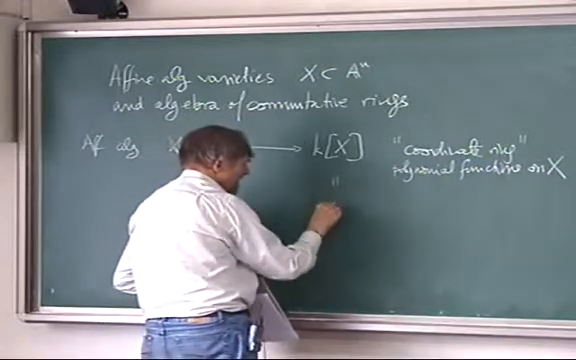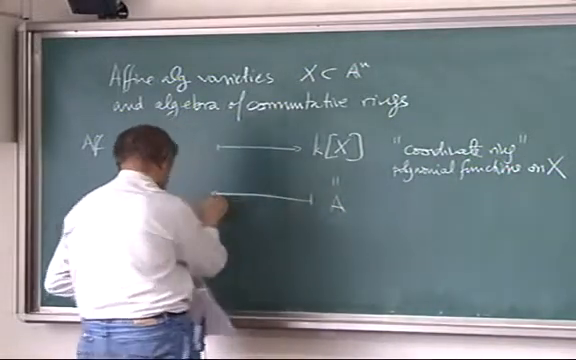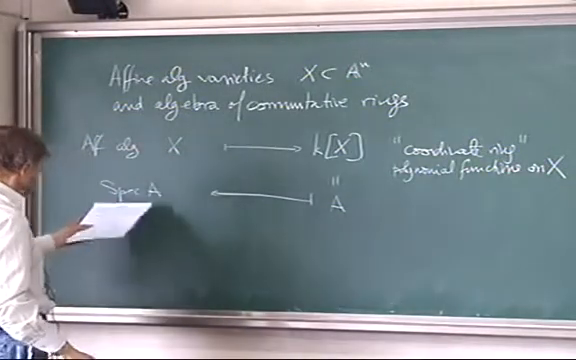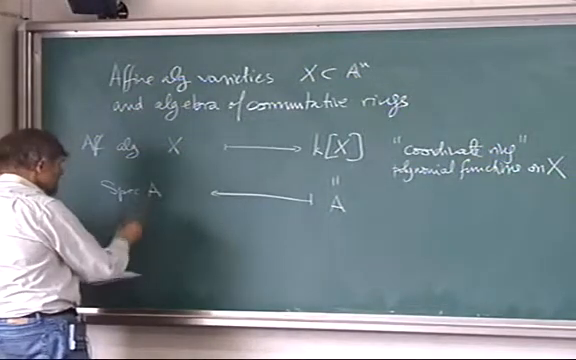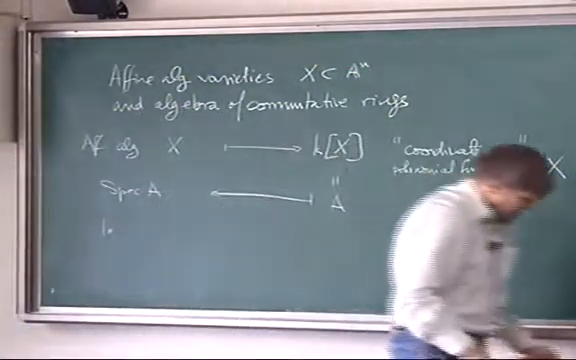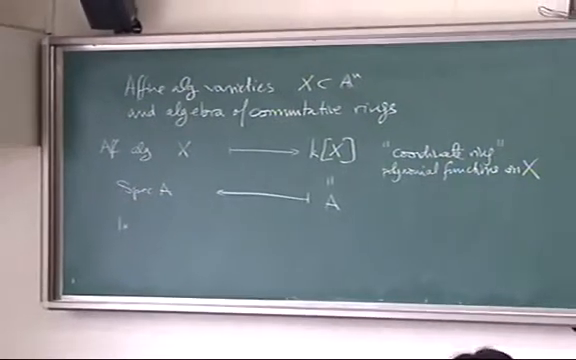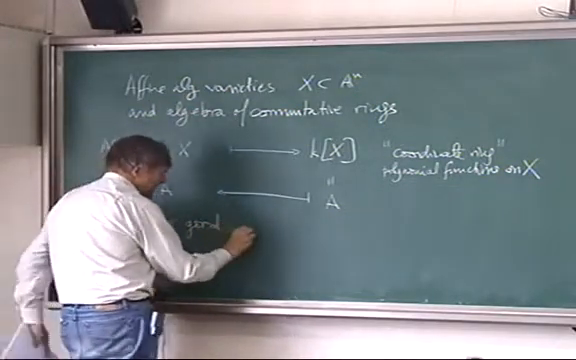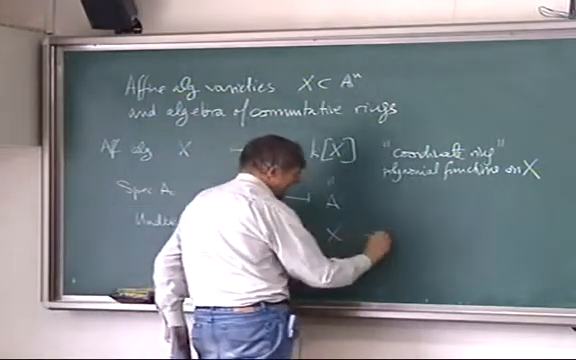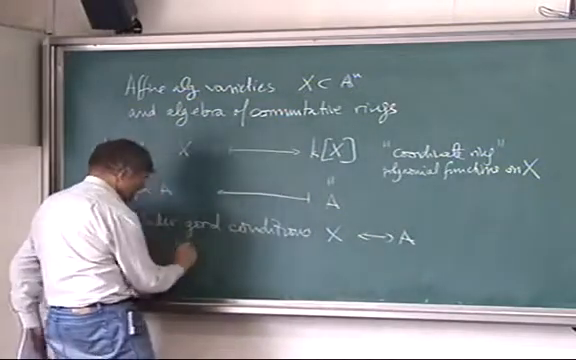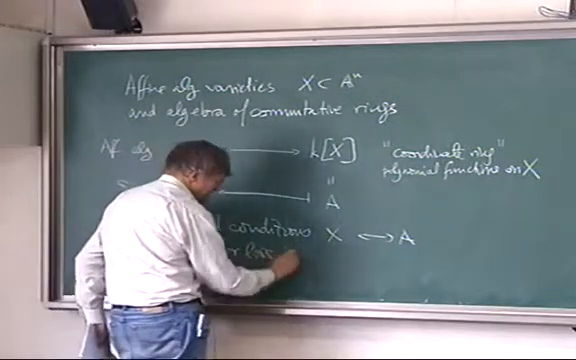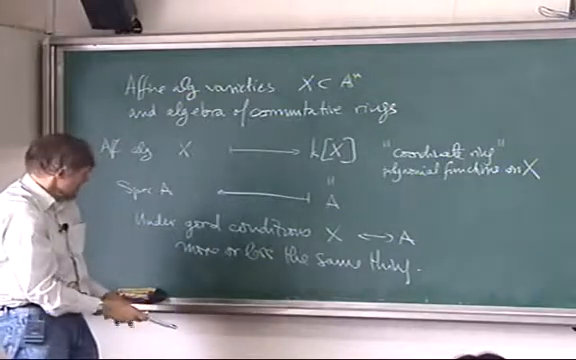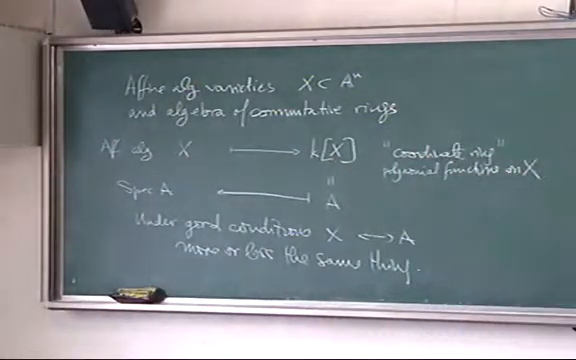On the other hand, I can start off from more or less any ring A, and I can go back to something called spec A. So in good cases, this is an affine algebraic variety, or more generally it's an affine scheme. And under good conditions, X and A are more or less the same thing. Of course, more or less is not a very strict mathematical statement. I hope I'm going to be able to get a little bit more precise than this.